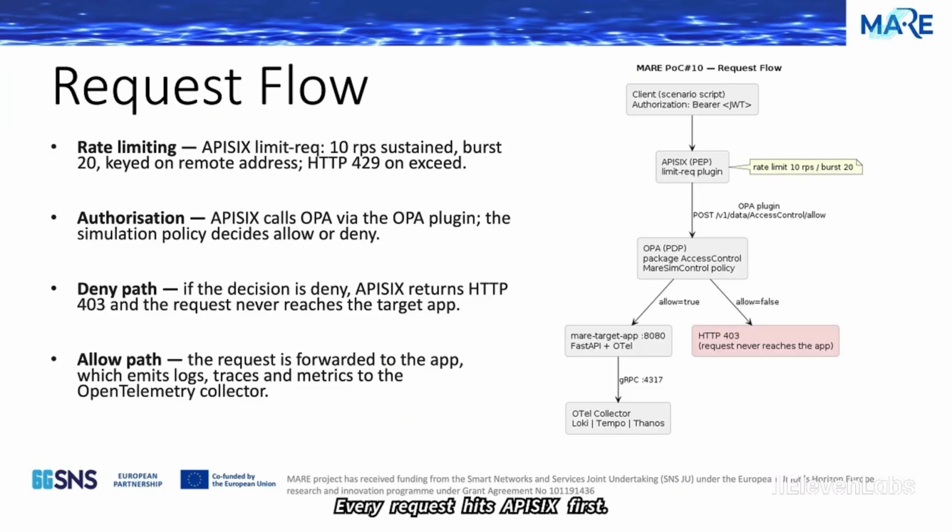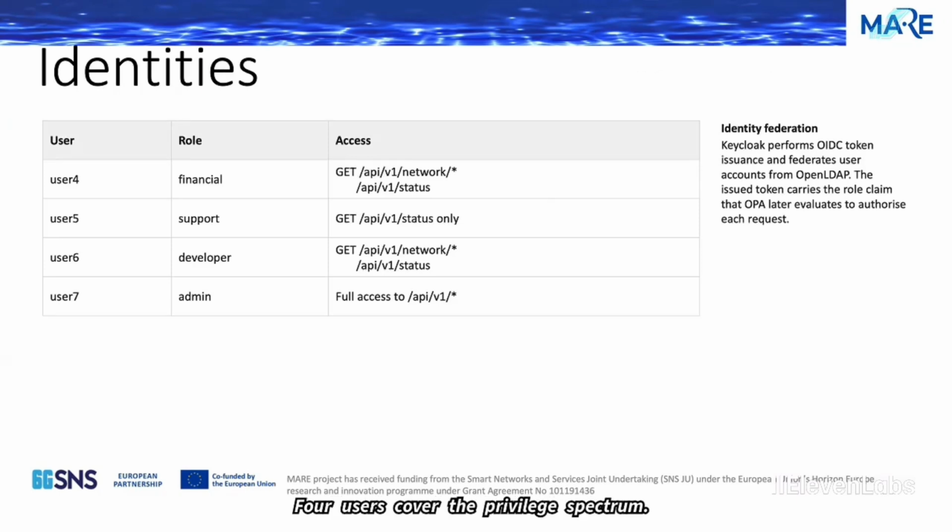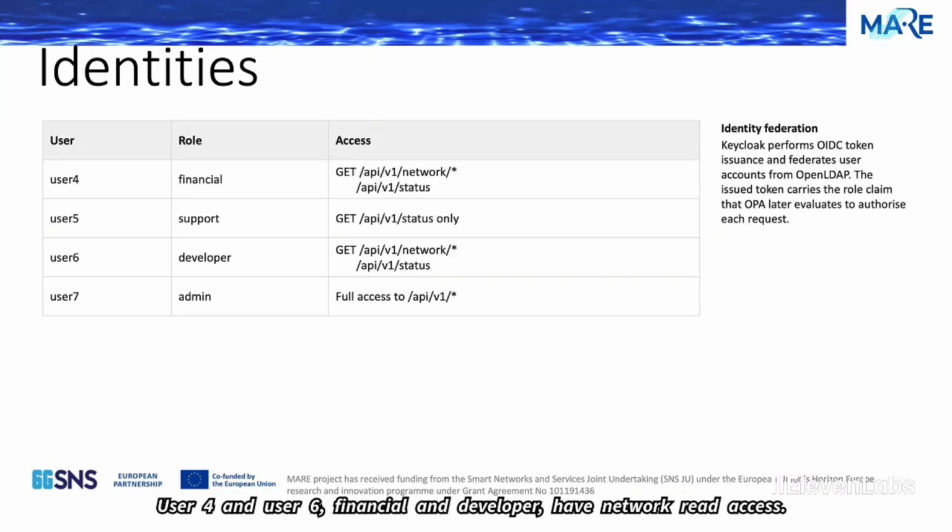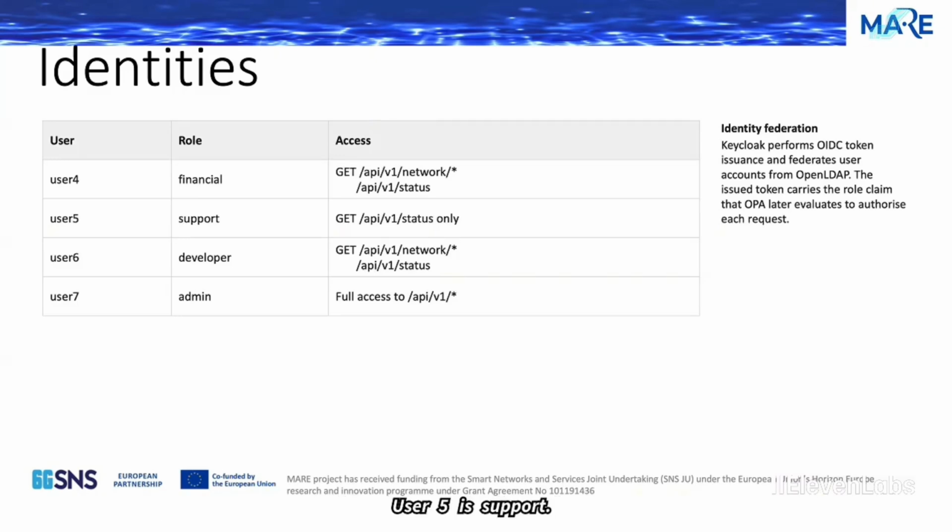Every request hits APISIX first. Rate limiting caps at 10 requests per second, burst 20, excess returns 429. APISIX calls OPA for a decision; a deny returns 403, and allow forwards and triggers telemetry. 4 users cover the privilege spectrum. User 4 and User 6, financial and developer, have network read access. User 5 is support. User 7 is admin. Keycloak issues tokens with the role claim OPA evaluates.